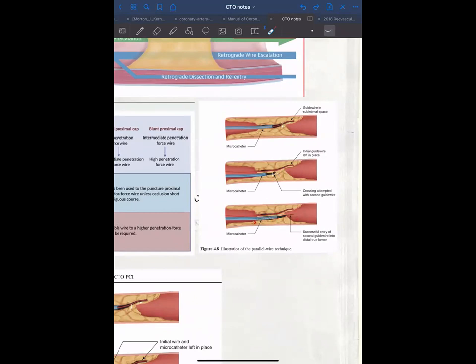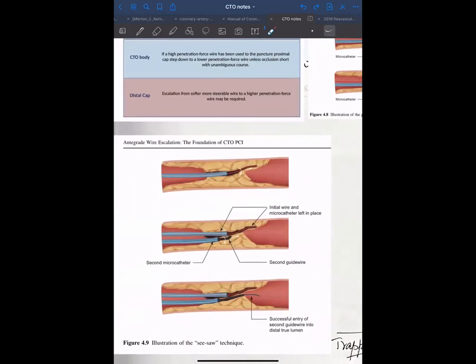So here we use only one single microcatheter. Initially, we use it for the one which we have parked in the subintimal space, and then we come back with another wire where the microcatheter is, which holds the microcatheter.